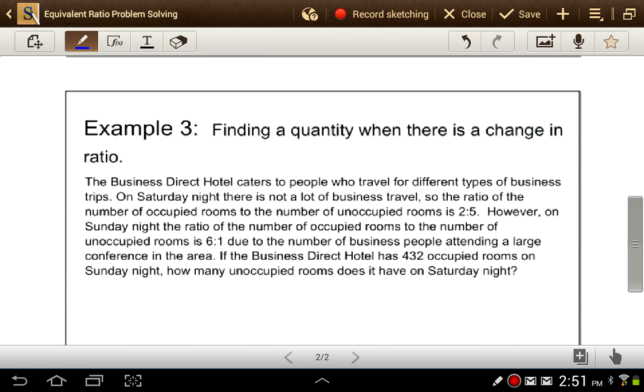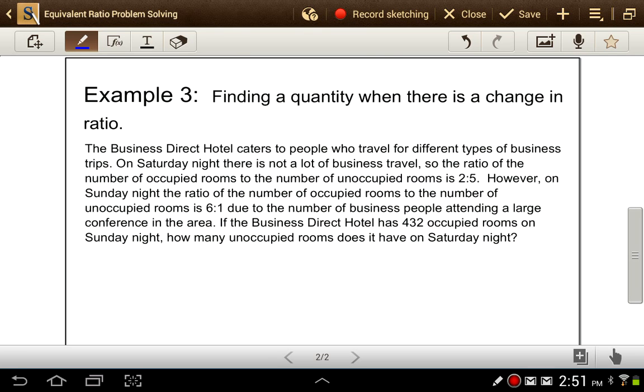In my next slide, we're going to be finding a quantity when there's a change in the ratio. So if you look at the problem, it's very long. I'm not going to read through it. But we have 2 ratios. We have a 2 to 5 and a 6 to 1 ratio here. Now when I look at this, Saturday night is the first one, and that ratio is occupied to unoccupied. And then the second one is Sunday, again, occupied to unoccupied.